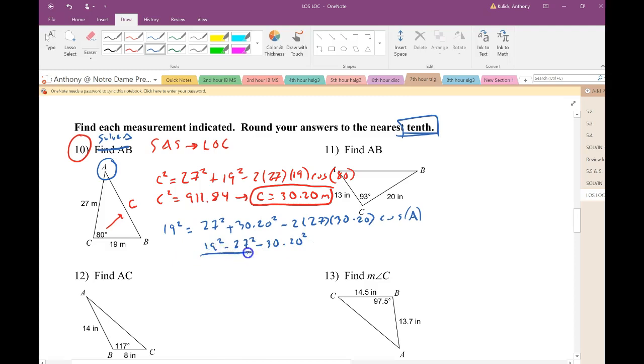And then divide by the coefficient, which is the negative 2 times 27 times cosine... 30.2. And that'll get me the cosine A part all by itself. So take a moment and look at what I've done there. This is a place where it's easy to make a mistake. A lot of students will forget that that's a coefficient in front of the cosine and try to add or subtract it. Got to make sure you're doing the division.